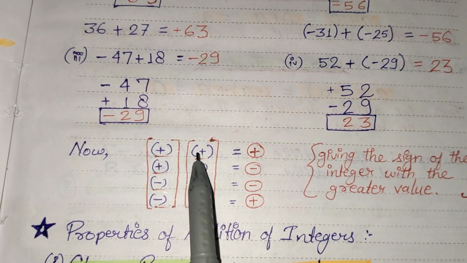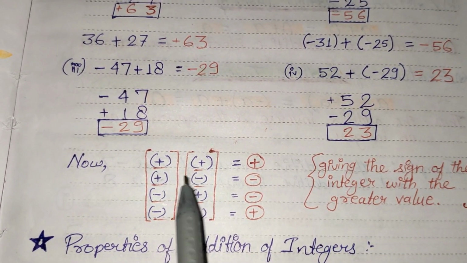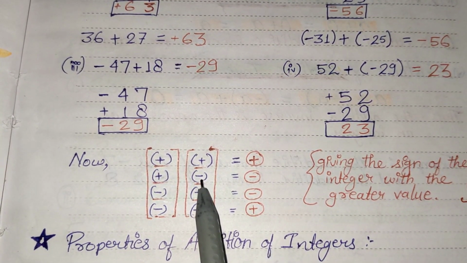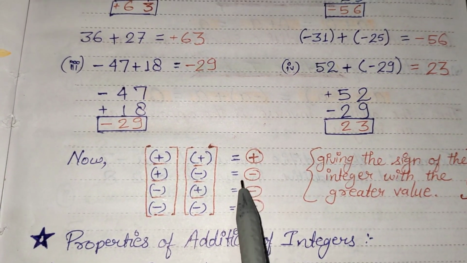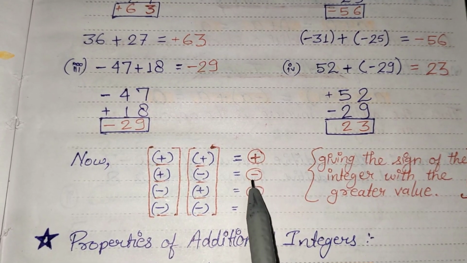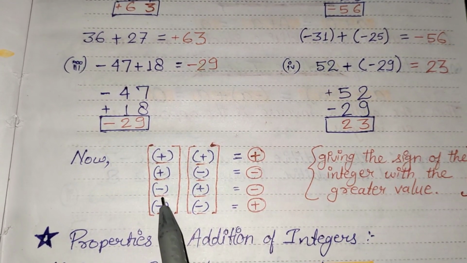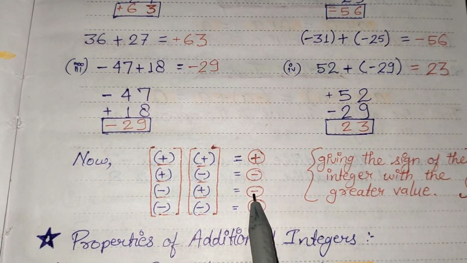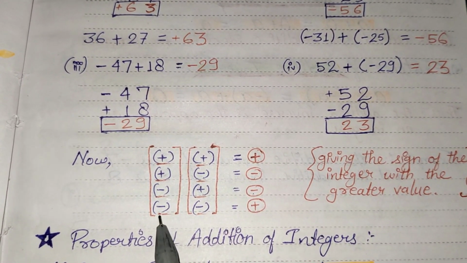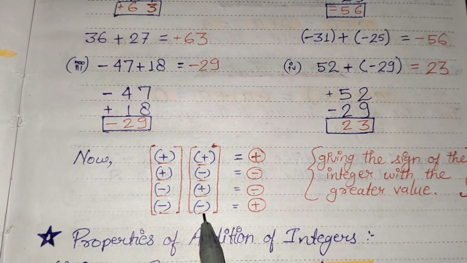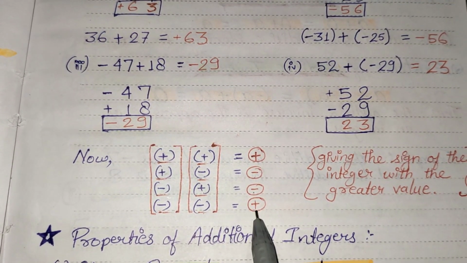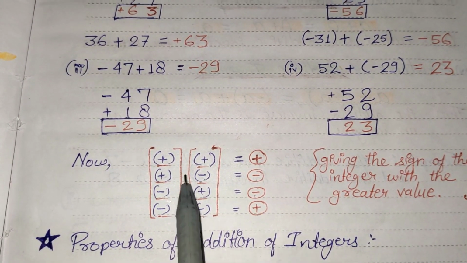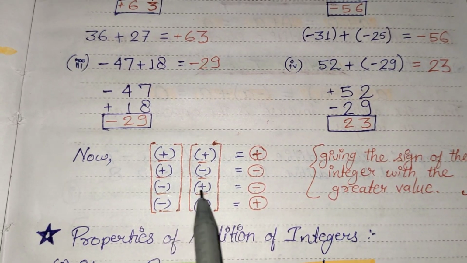Now these 4 points go like this. First integer is plus, second integer is plus, then we will do plus. First integer is plus, second integer is minus, so we will do minus, subtraction. First integer is minus, second integer is plus, so we will do minus, subtraction. First integer is minus, second integer is also minus, then we will add them. These are the operations: plus plus plus, plus minus minus, minus plus minus, minus minus plus.